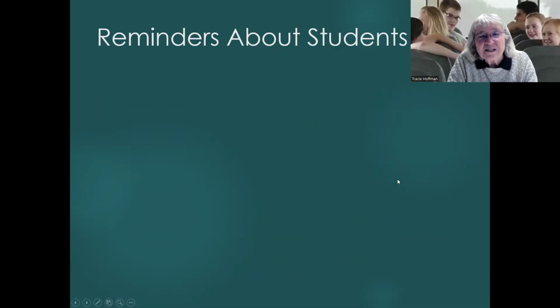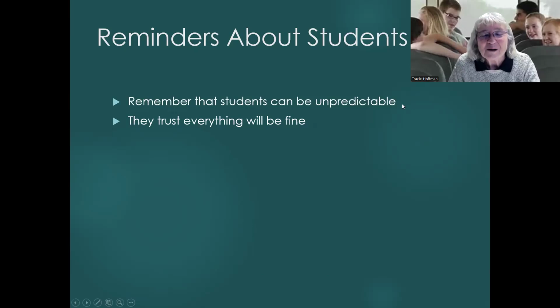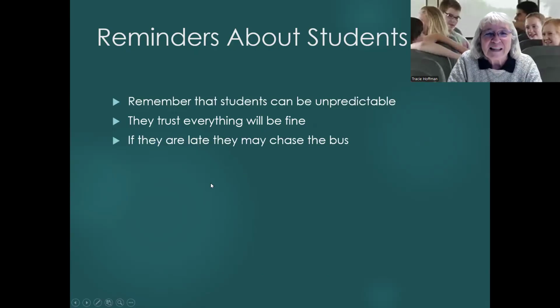So here's a few reminders about students. Remember that students can be unpredictable. Ever seen that? They do goofy, strange things that you would never think of. Like putting a pop can under the tire after they get off to see what will happen when the bus runs over it. They always trust that everything's going to be just fine. You're going to protect them. They're safe around the bus. Parents think this too. If they're late, they might chase after the bus thinking you'll see them, you'll stop, everything will be fine.